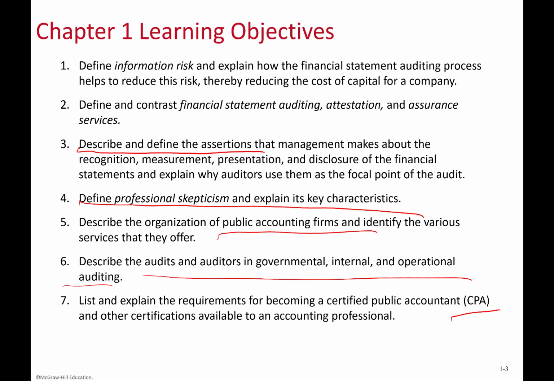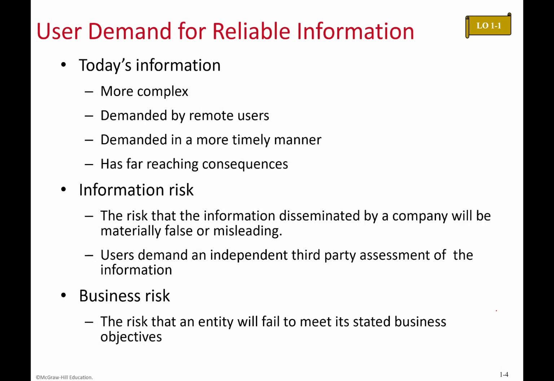All right, good. So let's go ahead and take a look at demand for reliable information. And we have this notion of information risk. Information risk is the risk that the information that investors and creditors use to make investment and credit decisions will be inaccurate, will be misleading, false. Okay? And so to help with that, users demand a third-party verification of information, which is what the auditor is going to do.